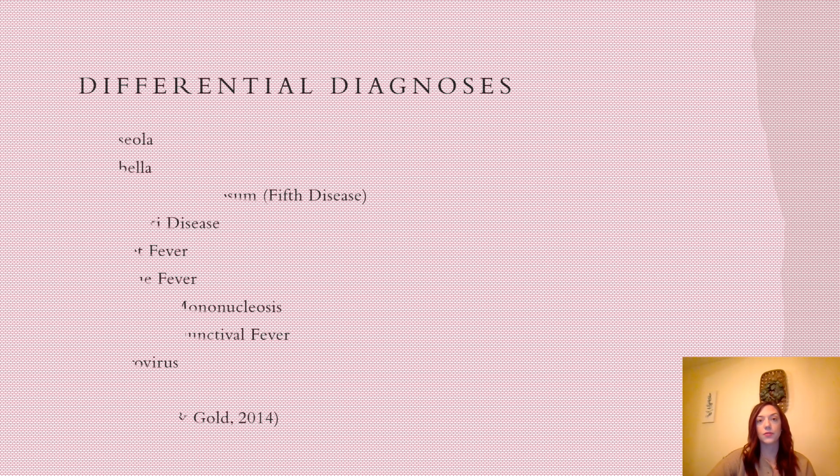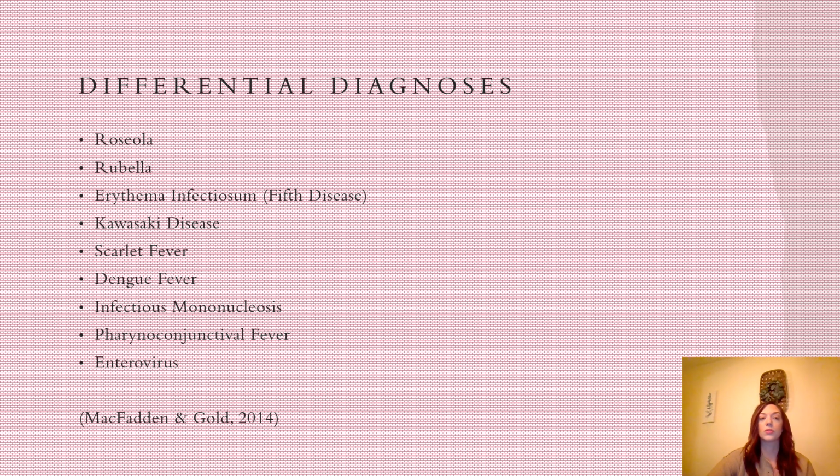Differential diagnoses for the measles include roseola, rubella, Fifth's disease, Kawasaki disease, scarlet fever, dengue fever, infectious mononucleosis, pharyngoconjunctival fever, and enterovirus.